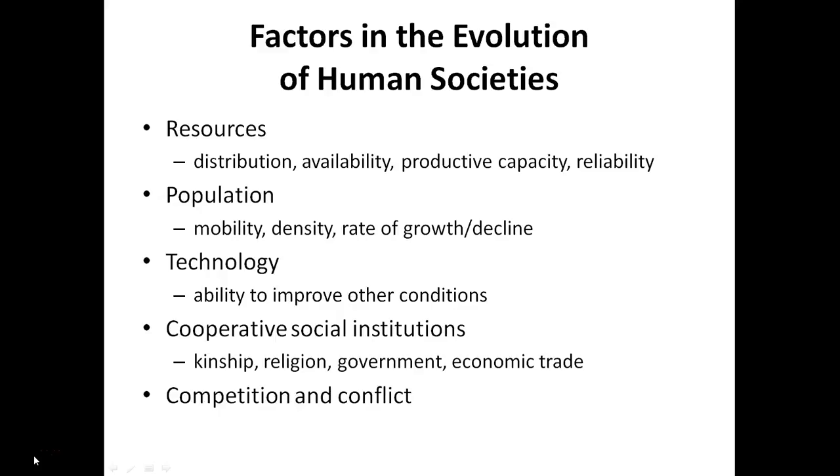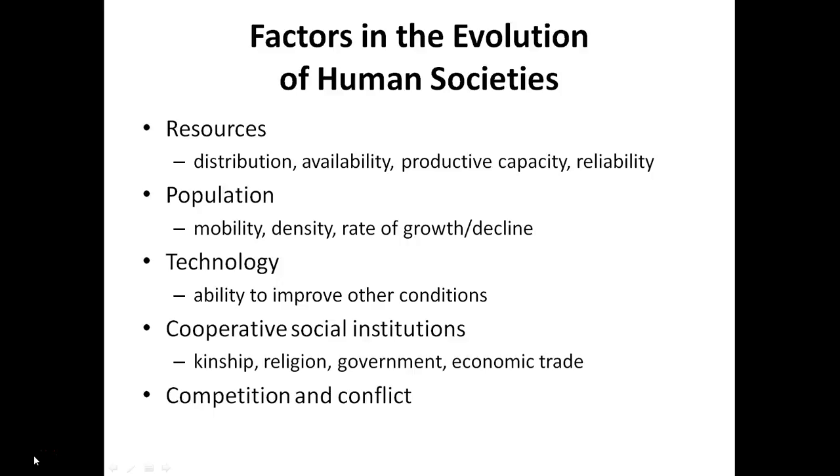There are several factors that influence the evolution of human societies. The nature of the resources available in the local environment, their distribution, their availability, how productive they are, how reliable they are in this productivity. Also characteristics of the population. How mobile is it? Or, in contrast, how sedentary are they? How much do they stay in one place versus move around a lot? How dense is the population? Is there a high density or a low density? What is the rate of growth or decline of the population?